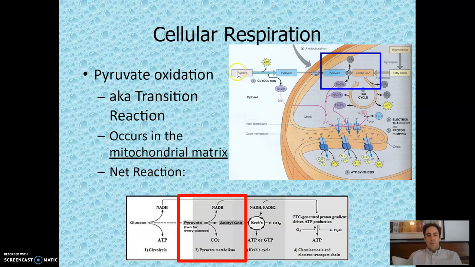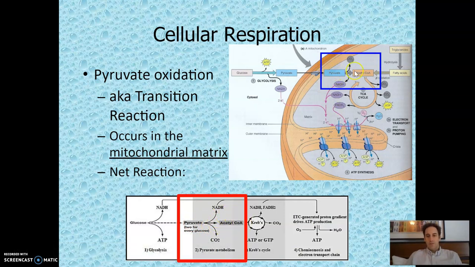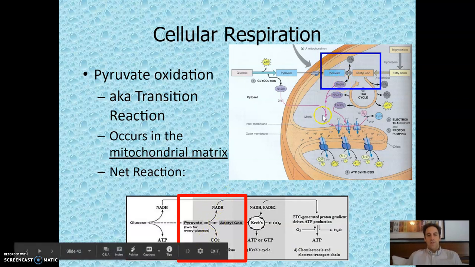Here you can see that after glycolysis, pyruvate is transported into the mitochondria, and this transition reaction called pyruvate oxidation takes place. The net reaction is that pyruvate is converted into acetyl coenzyme A, which we see right there. In the process, a molecule of CO2 comes out, and a molecule of NADH is generated, and that's shown in this diagram as well. So these are showing the same thing.